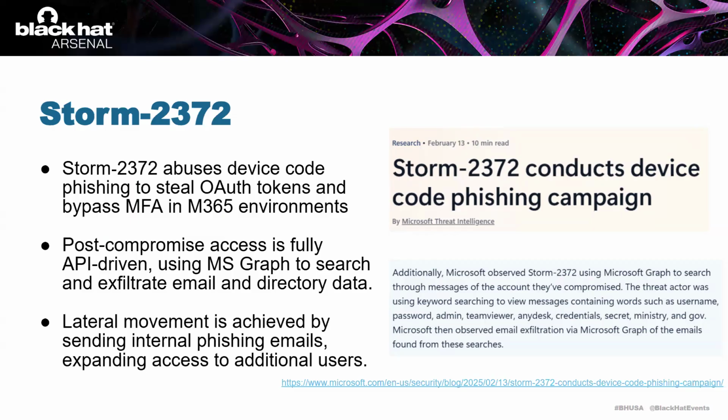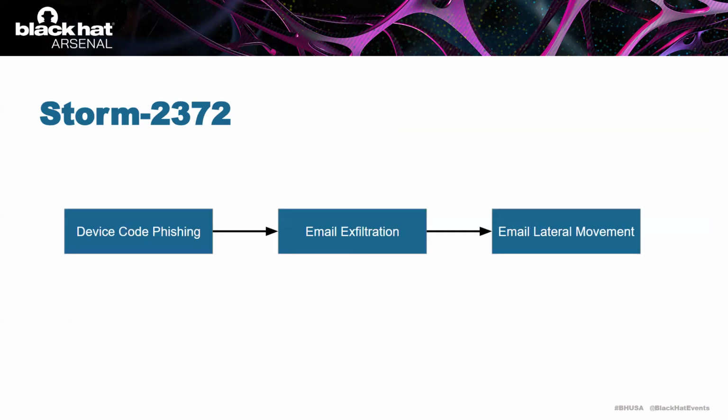Once they obtain a token, their access is fully API driven. They're leveraging the Graph API to search and exfiltrate emails and directory data. They're also using the same API to move laterally by sending malicious emails to other users in that tenant so they can potentially compromise more accounts. All of this, once again, without touching disk, without a single malware campaign. Based on the report Microsoft released, these are the main high-level steps: device code phishing, email exfiltration, and email lateral movement.